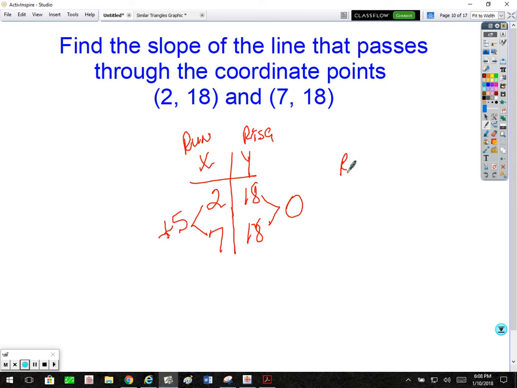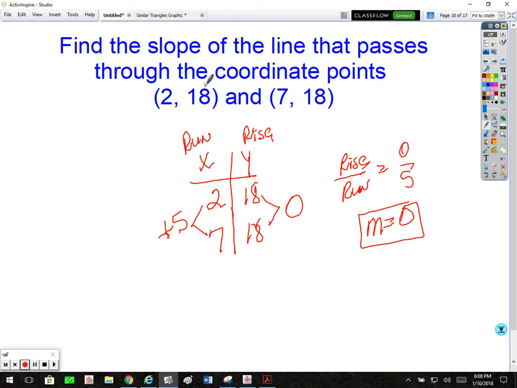So my rise over my run gives me 0 over 5. And if I put that in my calculator, I should get 0 over 5. Remember, 0 divided by anything is 0. So my slope of this line that passes through these 2 points is 0.